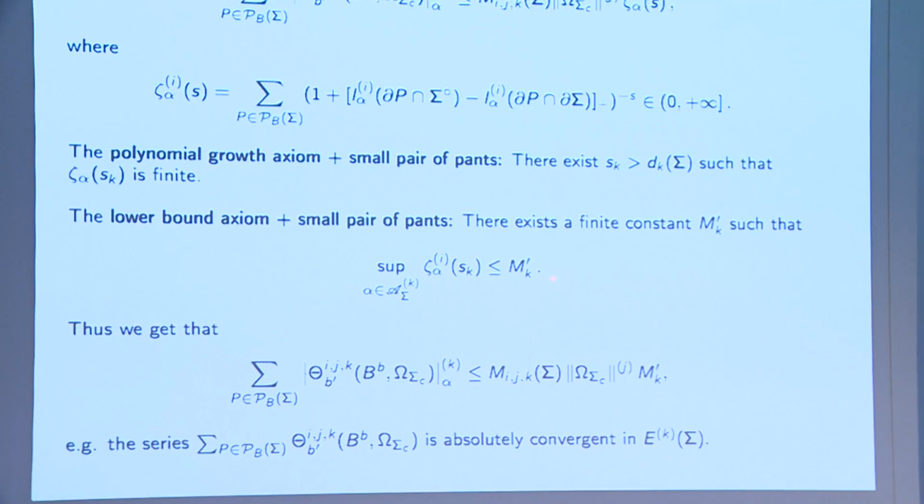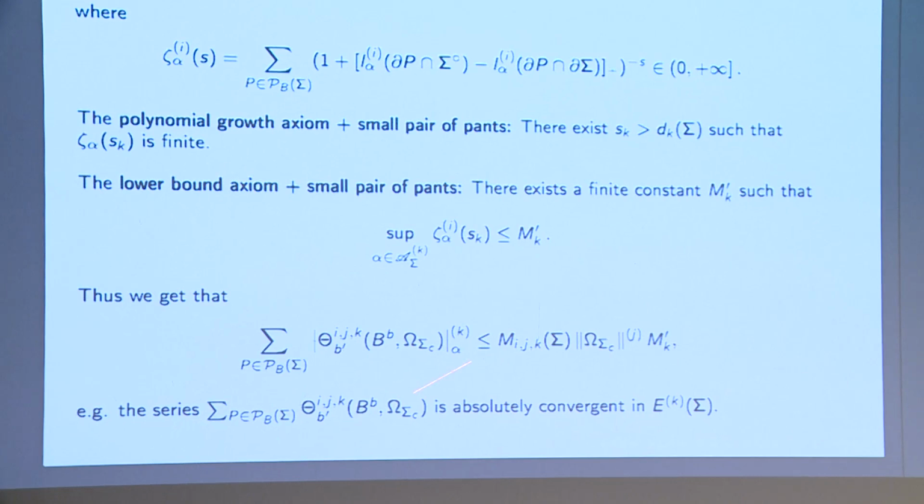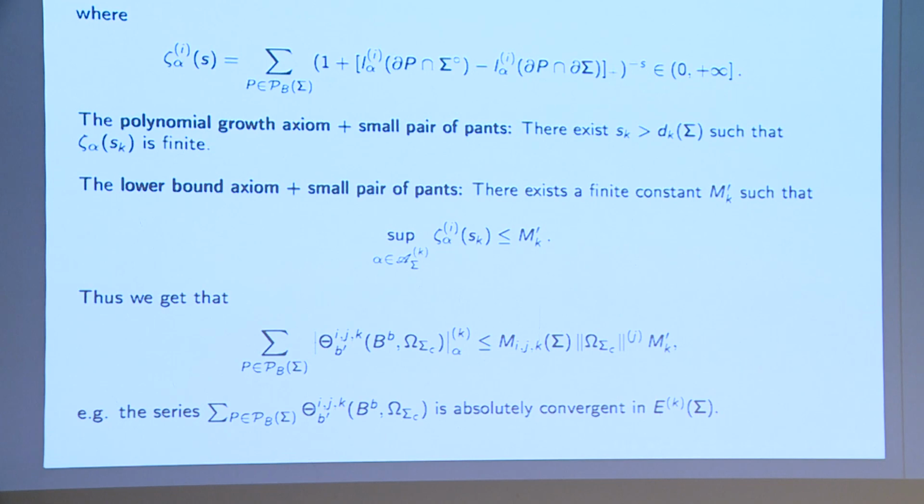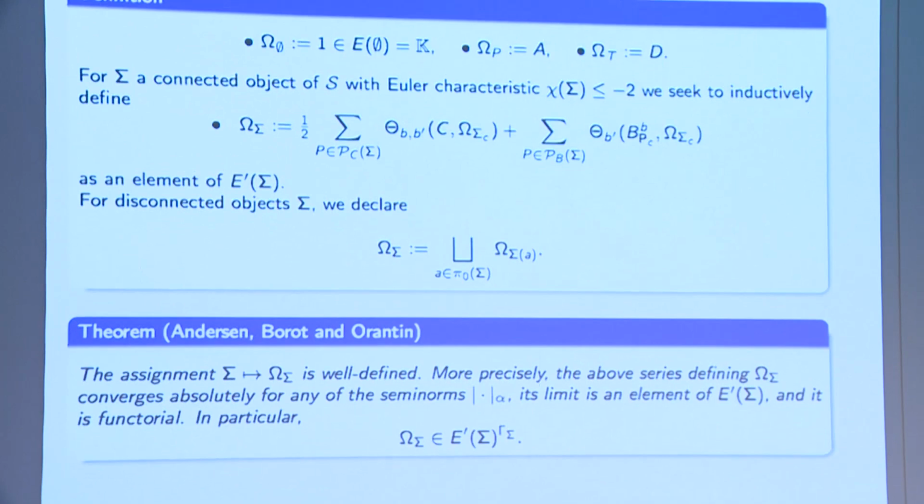So therefore what you get is this quantity here, which shows that this series is absolutely convergent and lies in this set here, and then you have to work a little harder to say that the whole thing lies in E prime. But I don't want to go through all the details of the proof. In other words, you can really make sense of these sums this way.